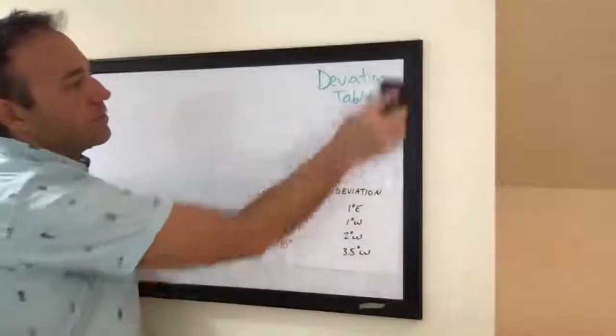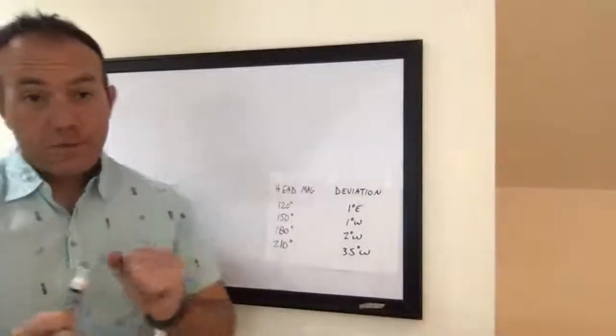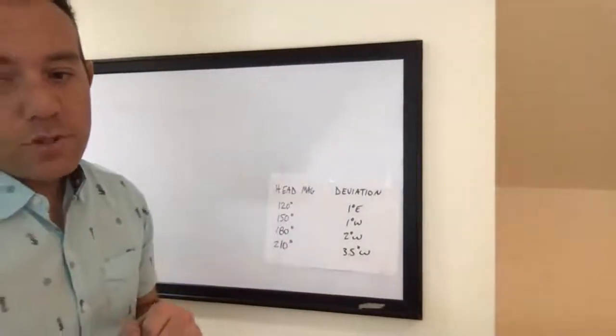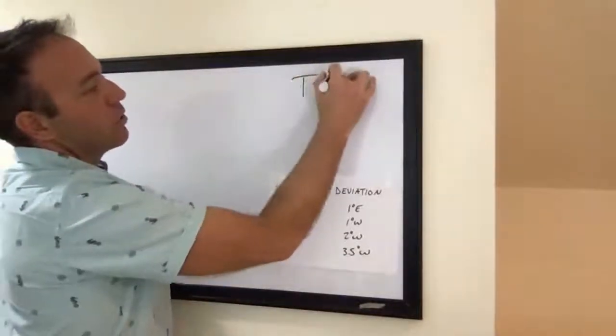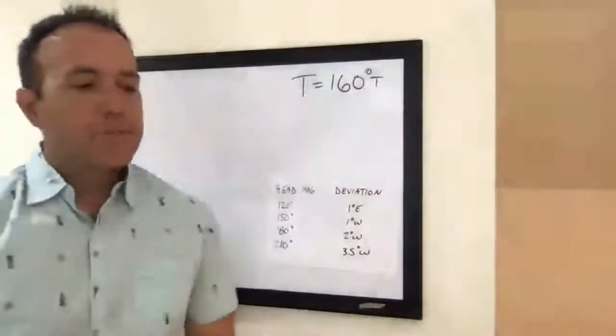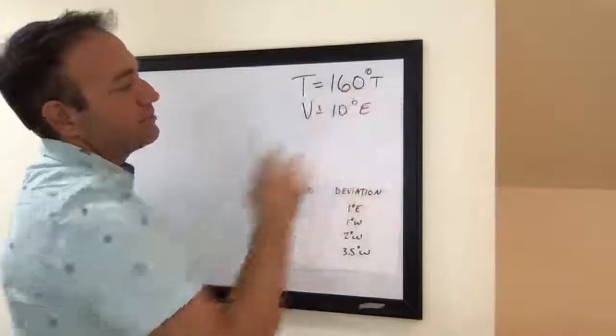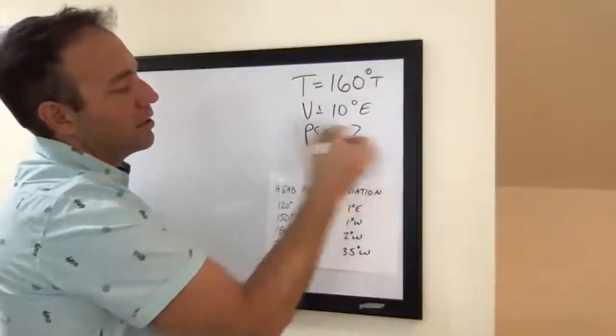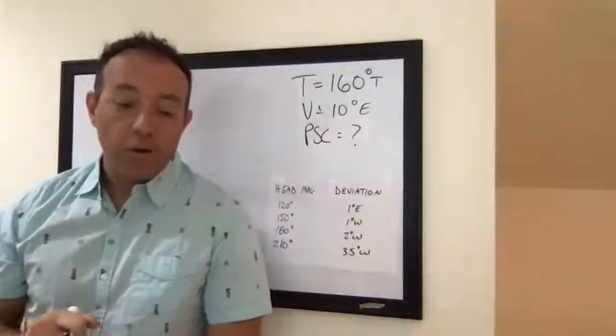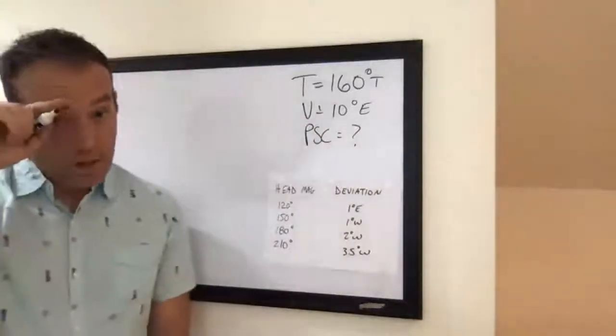Right. So to formalize this, why don't we work on a little problem, which I will drop into the box right now, where it's located in the description block to the video. Here's the deviation table that we're going to refer to. The true course between 2 points is 160, so 160 degrees true. That comes off a chart. Variation is 10 degrees east. What is the PSC? It's exactly like problems that we did before, except they don't give us the deviation. We have to look it up in this case.